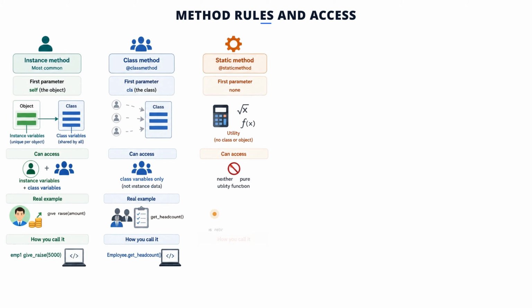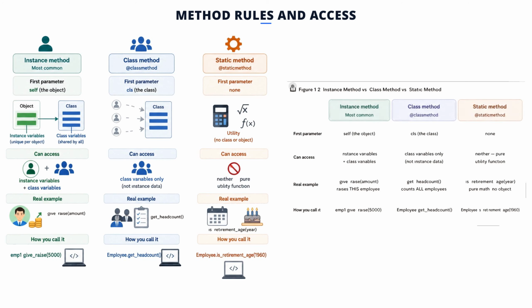We use it for tasks like isRetirementAge, which just takes a year and performs a mathematical calculation. It doesn't need to know anything about a specific employee or the company state to do its job. The key takeaway here is that your choice of method dictates exactly what data it is allowed to interact with. Instances, the whole class, or nothing at all.